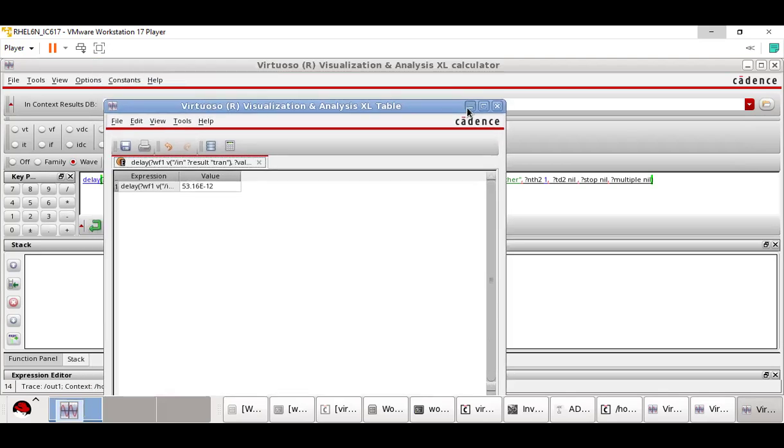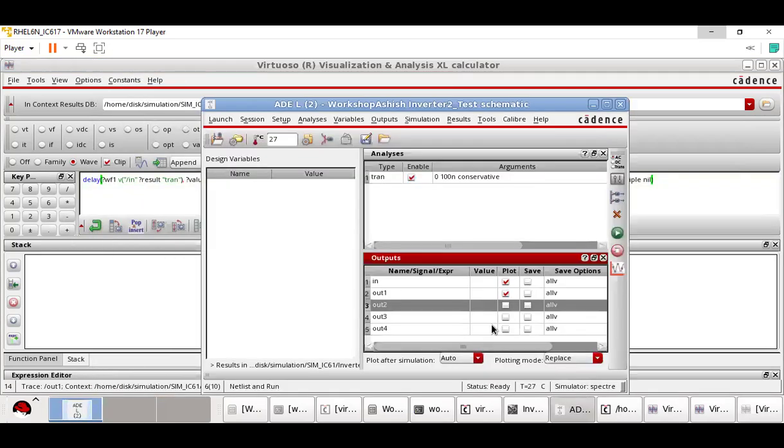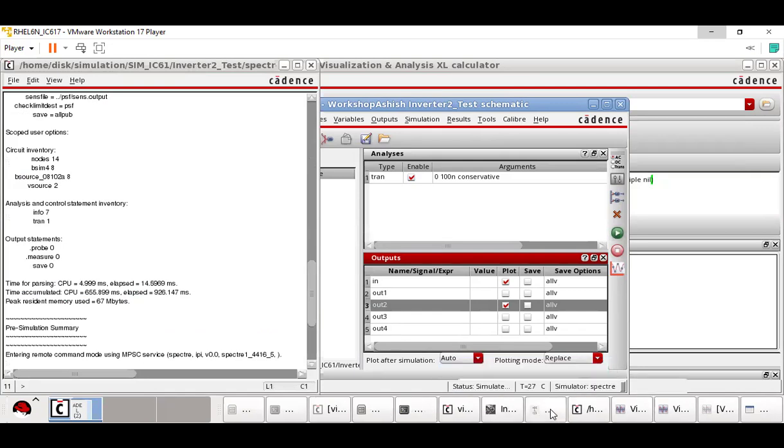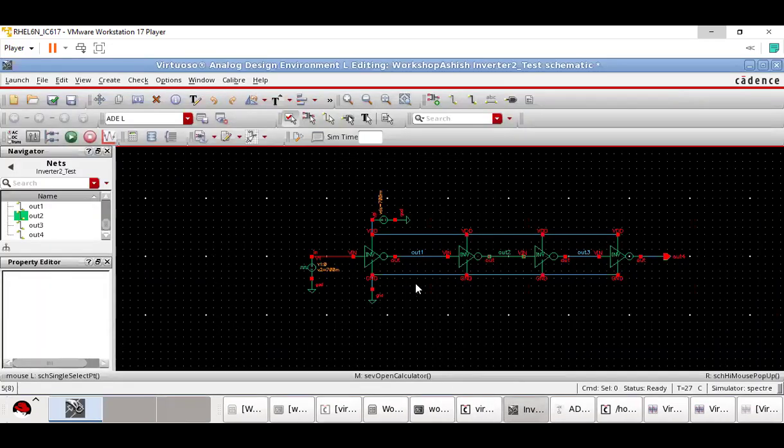And this time we will take the second output. What is the second output? Let us go to the circuit. This was output 1, output of first inverter. Now we are going to the output of second inverter. Remember, we are calculating the delay between input and second inverter, not the output of first inverter and second inverter. We are getting the delay between input and the second inverter.